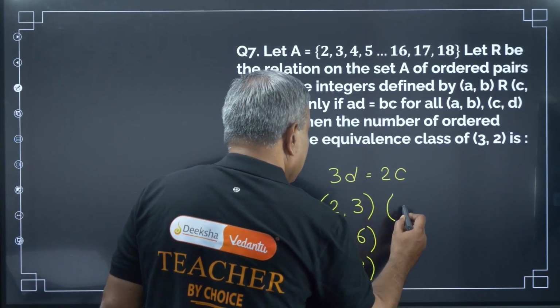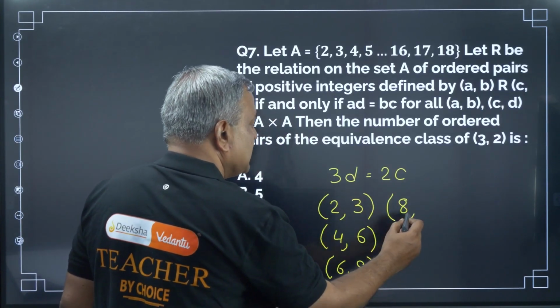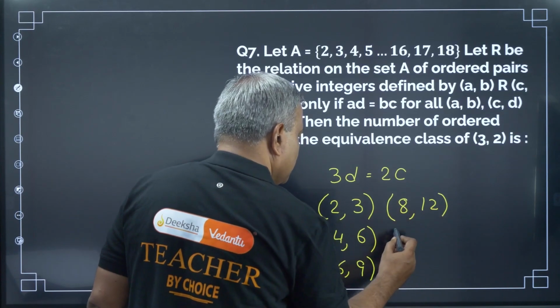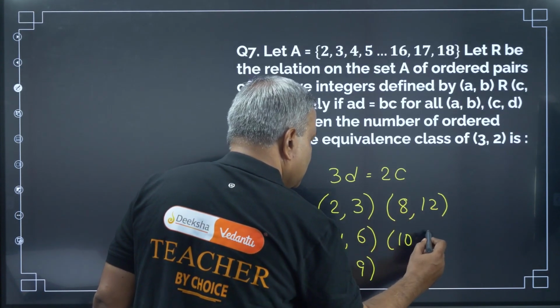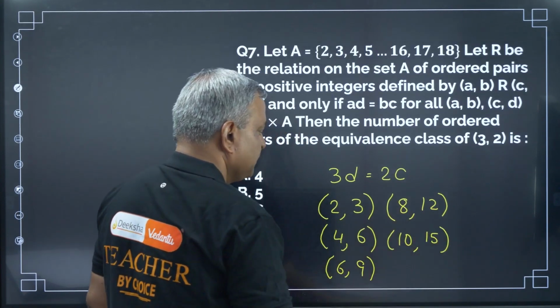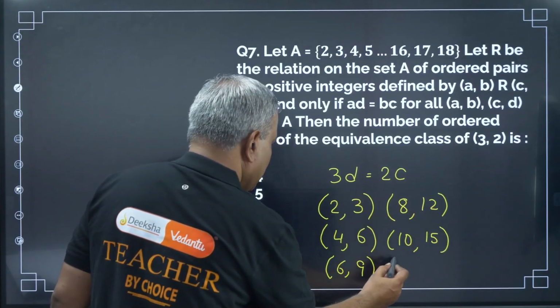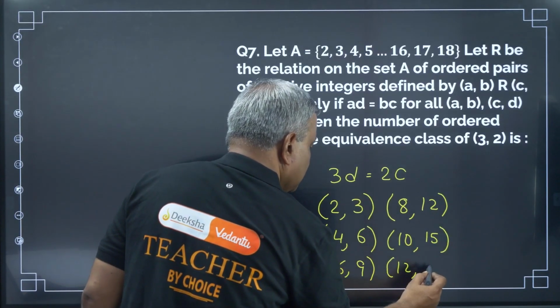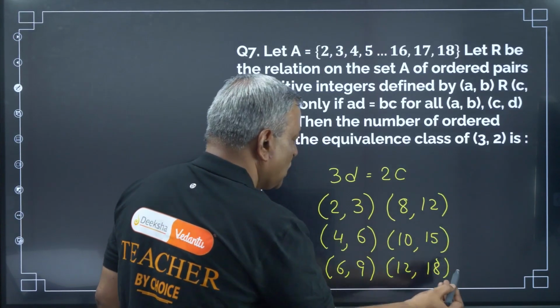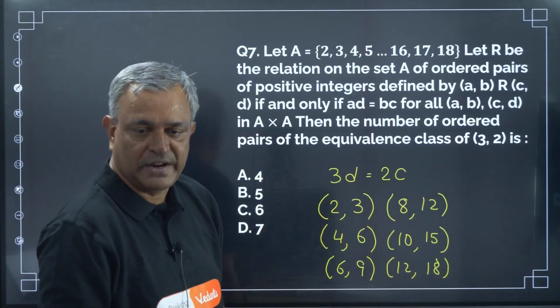So this again 8. 8 threes are 24, 12 twos are 24. Next comes 10 threes are 30 and 15 twos are 30. Okay, next comes 12. 12 threes are 36, 18 twos are 36. Stop, because beyond 18 you don't take.